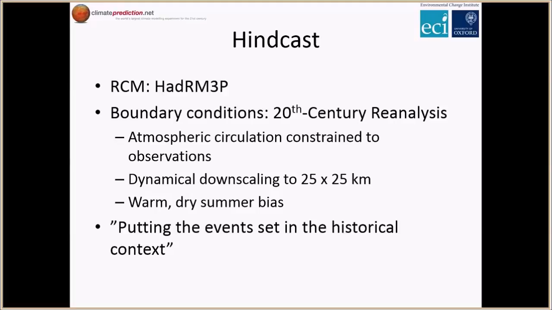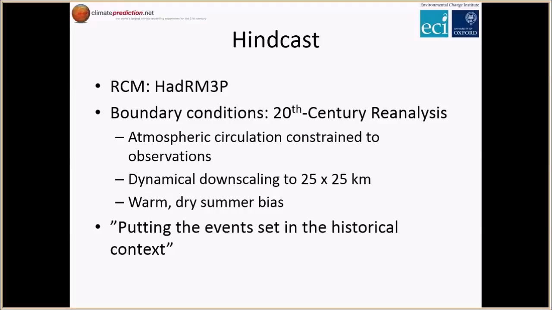Very briefly, what it's doing is using the regional climate model HadRM3P from the Met Office, and using the 20th century reanalysis as a boundary condition. It is basically dynamically downscaling the weather to 25 by 25 kilometer grid cells. The 20th century reanalysis is a product that's based on a model which assimilates observations, but in that case, to go that far back, only surface pressure observations and the oceans are considered. So there are some biases, and in particular relevant here, for the UK, we get a warm, dry bias in summer.